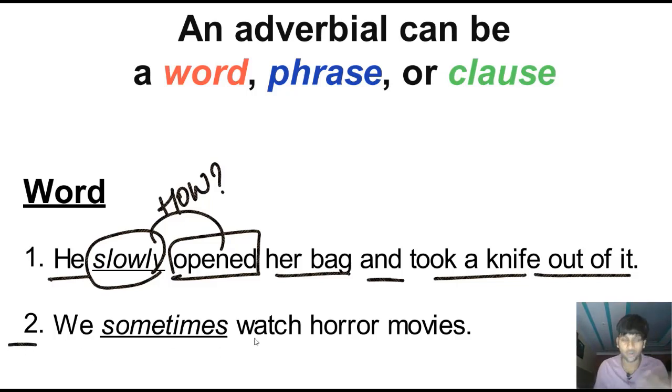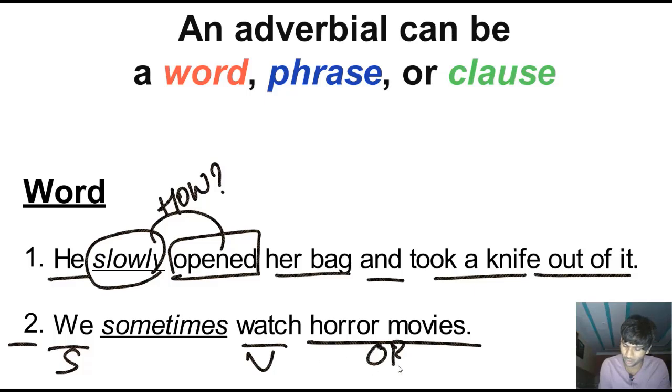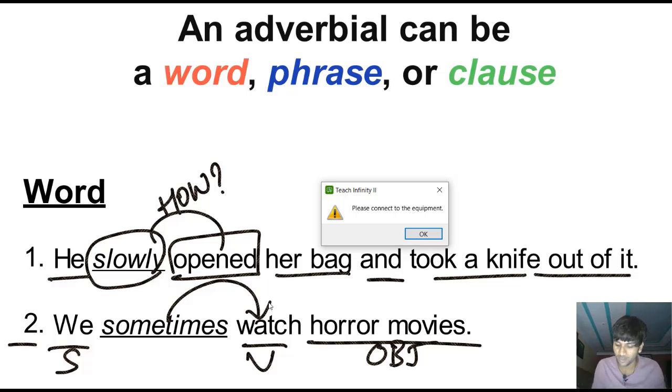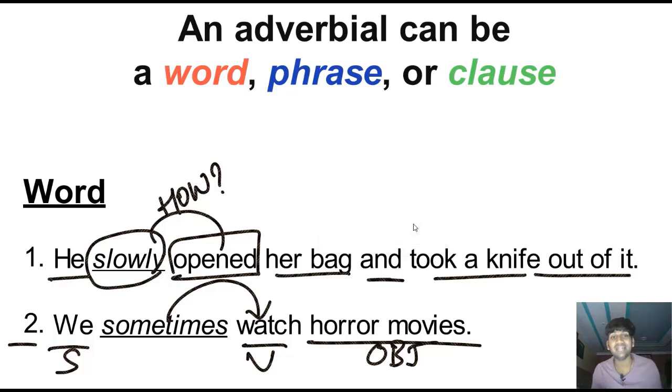We sometimes watch horror movies. We watch what? Horror movies. So subject, verb, object, right? So we do something, we watch horror movies. We sometimes watch horror movies. So the word sometimes is talking about the frequency of the action. It's telling us how frequently we do this, how frequently we watch horror movies. All right, so again, it's working as an adverbial. It is working as an adverb, and that is why we're calling it an adverbial.